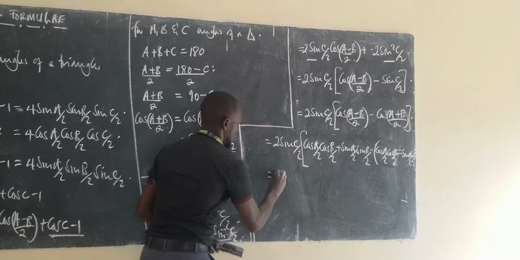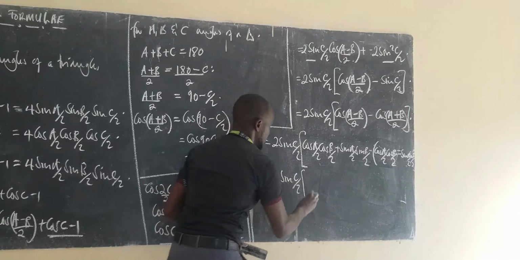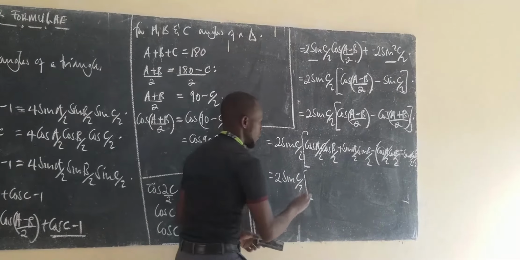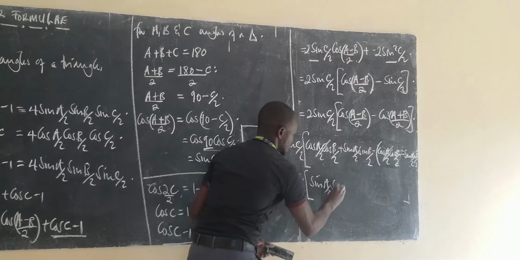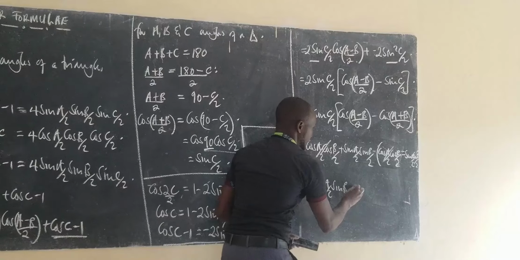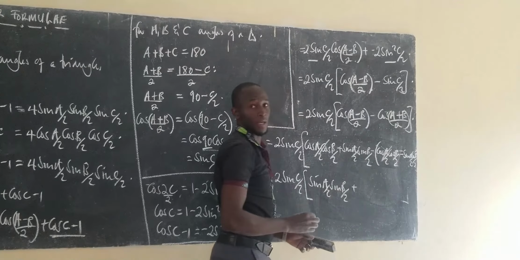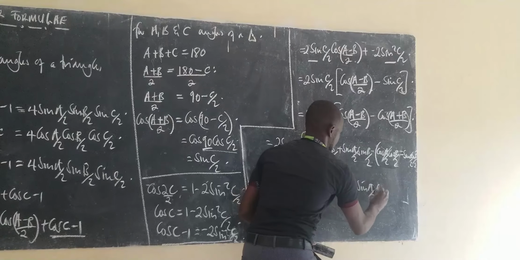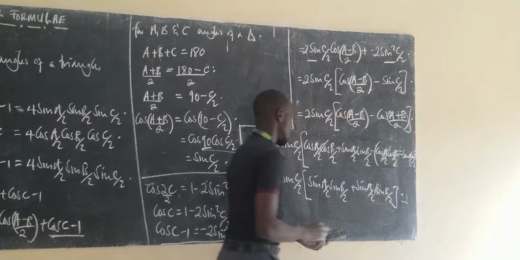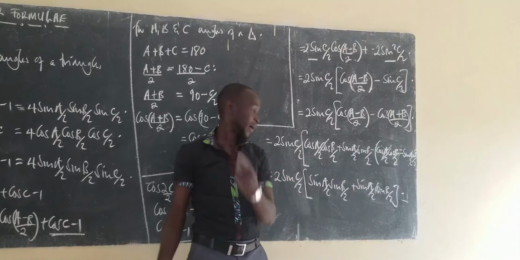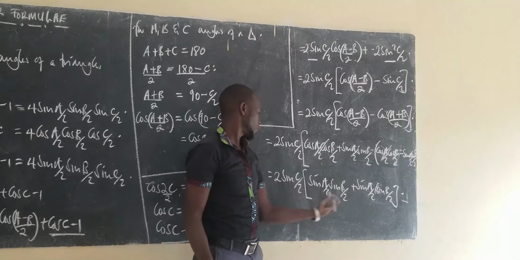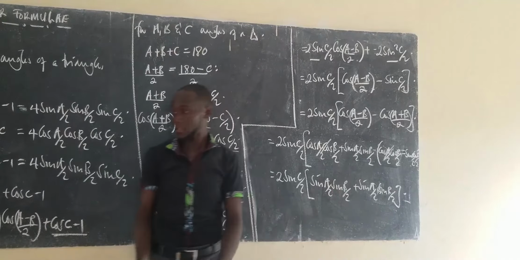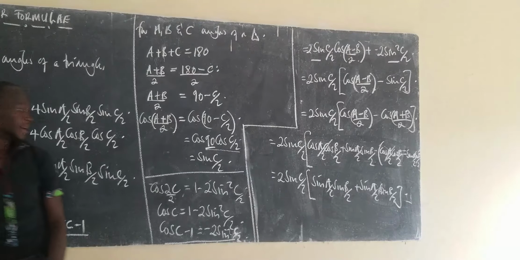So we shall have 2 sine C over 2 into. Now, this one will cancel out with this because it is negative. So we shall remain with sine A over 2 sine B over 2, plus, this negative affects this negative to become a positive, sine A over 2 sine B over 2. So when you look at this plus this, you get twice sine A over 2 sine B over 2. 2 sine C over 2 times this 2 becomes 4 sine A over 2 sine B over 2 sine C over 2. They arrange and get the answer they are interested in.